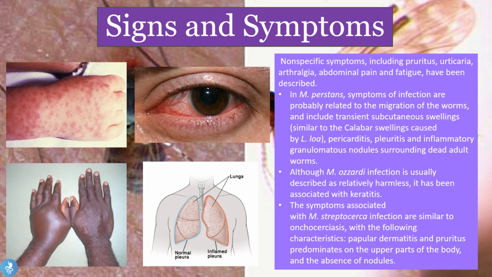migration of the worms and include transient subcutaneous swellings, which are similar to the Calabar swellings, which are caused by Loa loa. So as we discussed in my previous video on the Loa loa infection, we spoke about these Calabar swellings. So patients who suffer from this Mansonella perstans infection also develop these Calabar swellings. These patients will also develop pericarditis, pleuritis, and inflammatory granulomatous nodules which surround the dead adult worms.